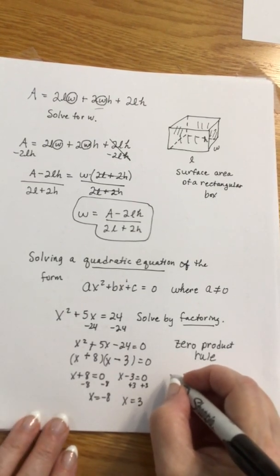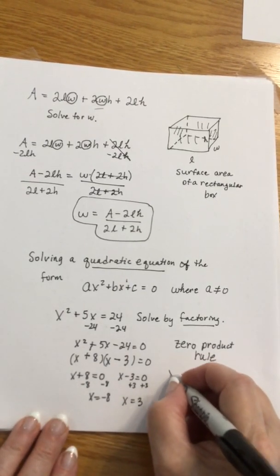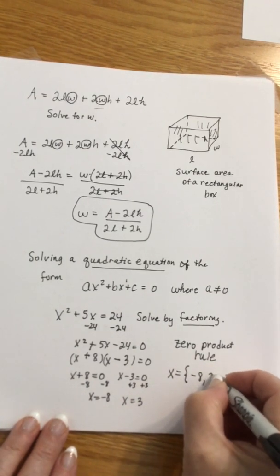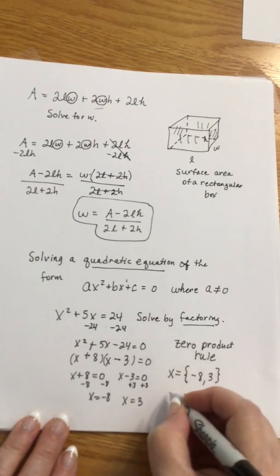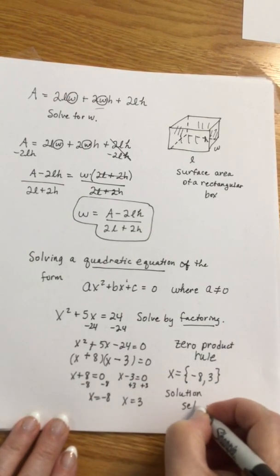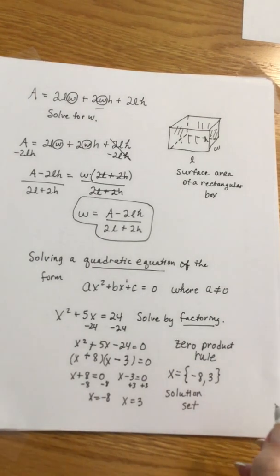So you can check them by plugging them back in to see if they work, and then we'll have x equals negative 8 and 3, which would be called our solution set. Okay, we're going to give everybody a minute to get to that point.